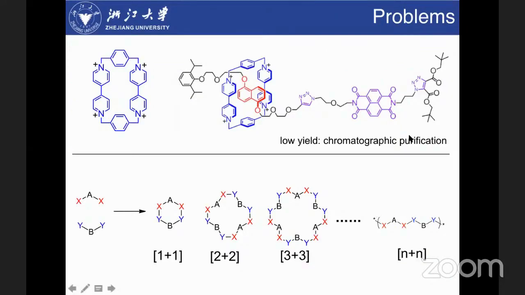Students want to publish a paper, but students do not want to run columns, right? For example, if we synthesize this compound using 1 year to do the synthesis, this is because this synthesis relies on irreversible bond formation. So if the bond is irreversible, which means we have byproducts.